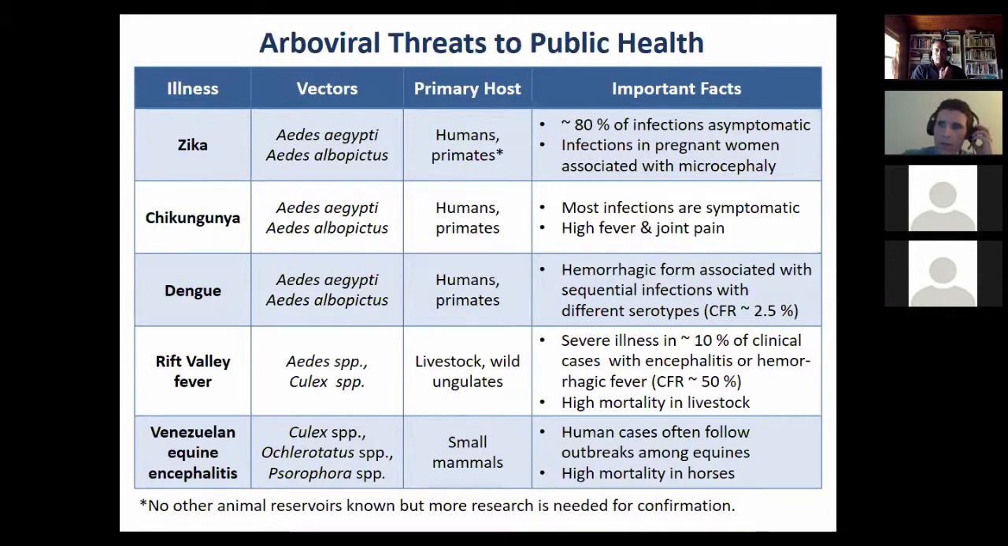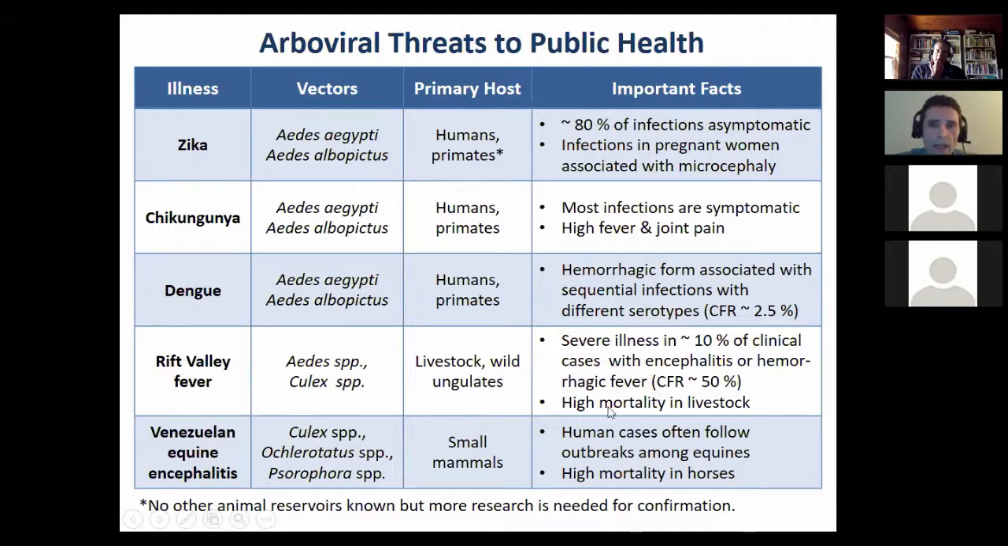All right, so let's switch and talk about ones that I think are threats. In this table, in the first column, I've got the illness listed, followed by the vectors, the primary host, and then some important facts. I'm going to spend some time talking about Zika, chikungunya, and dengue in a minute. So let's go down to the bottom and talk about these other two first. Both of these are regional in where they're located. Rift Valley fever is only in Eastern and Southern Africa, but it's very severe. About 10% of the clinical cases get encephalitis or hemorrhagic fever, so it causes a couple of different things.